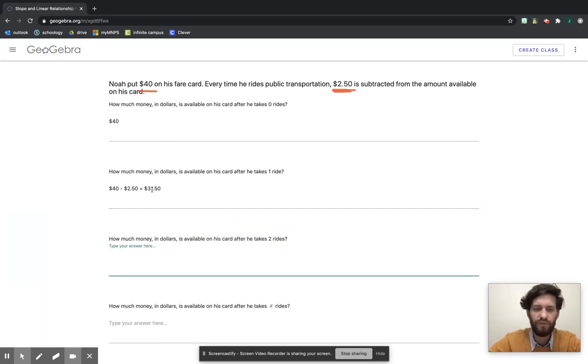Our next question asks how much money is available after 2 rides. Well, 1 ride took off $2.50. I'm just going to take off another $2.50. $37.50 minus $2.50 is going to leave us with $35.